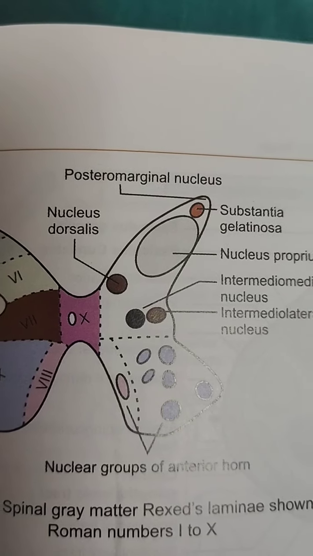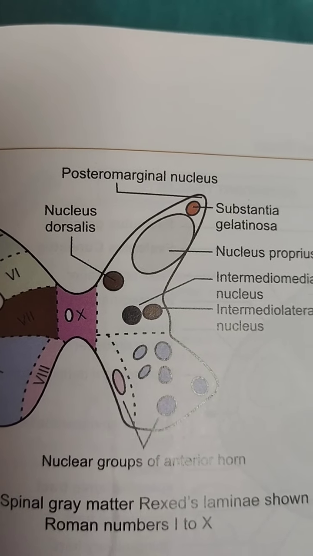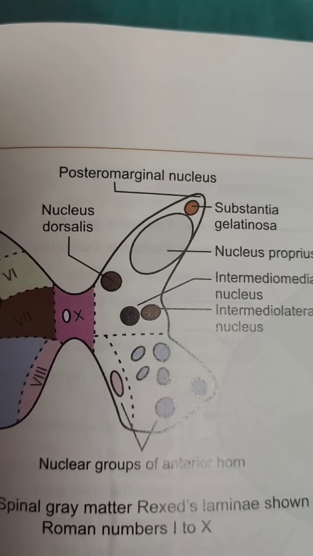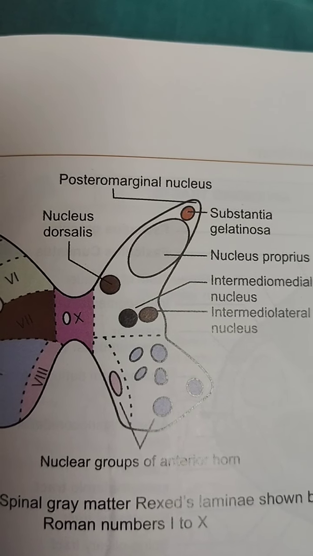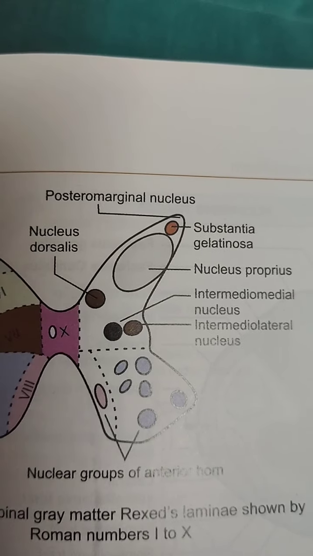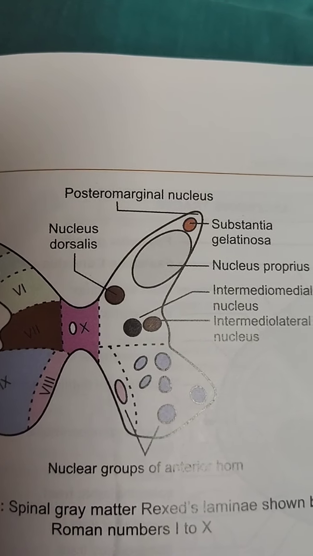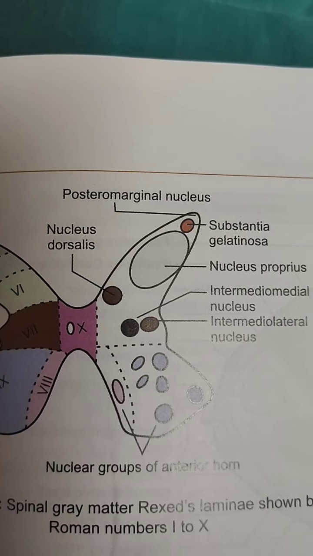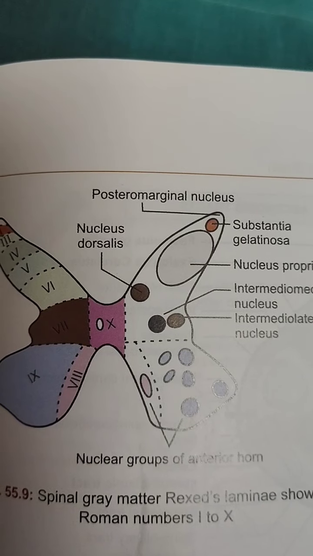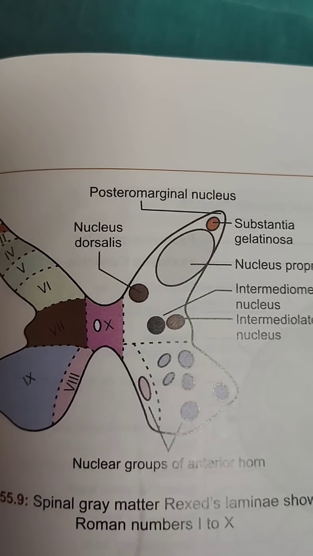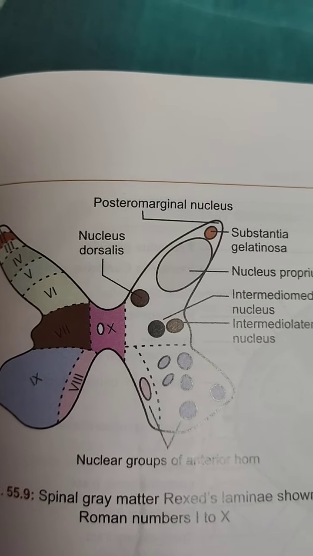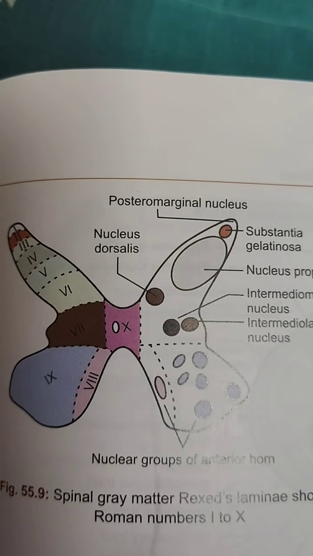So this is the importance of the posterior column nuclei. If you know these posterior column nuclei, anterior column nuclei, and what are the first order and second order neurons, you can easily study much about the white matter, which I'll deal with in the next class. Okay, so here you have a 5 marks question.